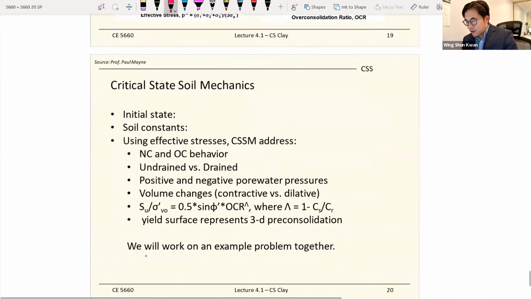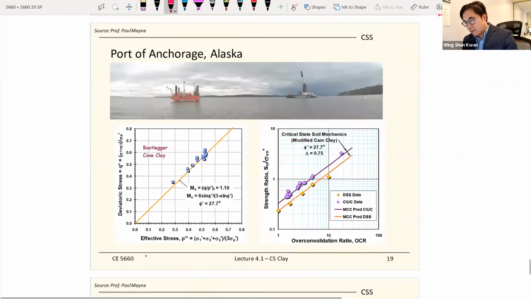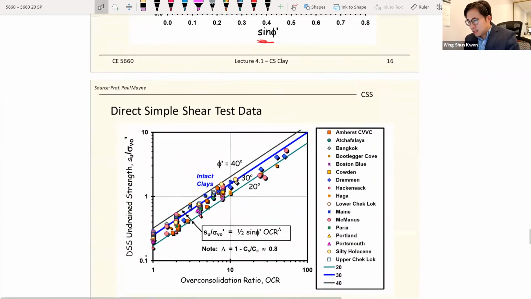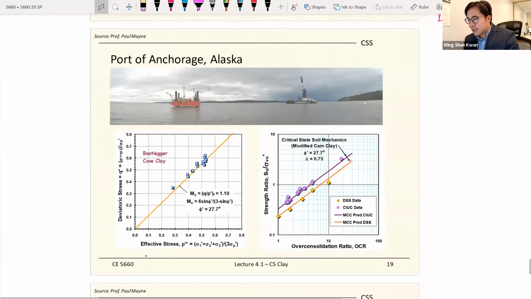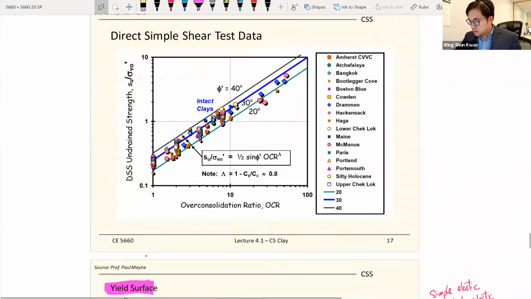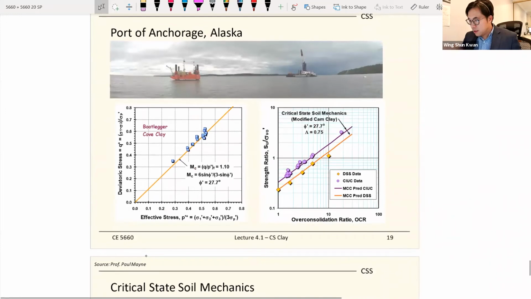Well, the end of it is just a recap, and I think on the next slide we talk about this project at the Port of Anchorage, Alaska. What happened? So pretty much this is another real life project that we put there, just because it is another real life project where we do use critical state solid mechanics.